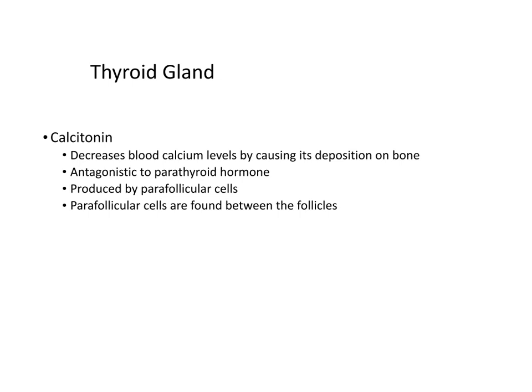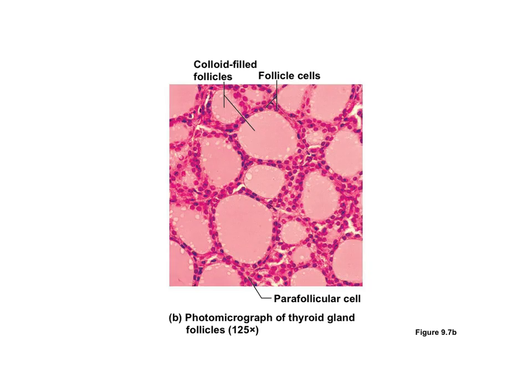Calcitonin is another hormone from the thyroid gland. It decreases blood calcium levels by causing calcium to be deposited onto bone. It's an antagonist to parathyroid hormone, so parathyroid hormone releases calcium, and it's produced by parafollicular cells, and those are the cells that are found between the follicles. So we saw this picture before, but the parafollicular cells are the ones that are not attached directly to the follicles. So you can see there's more of them here.